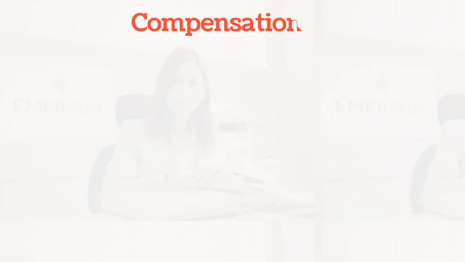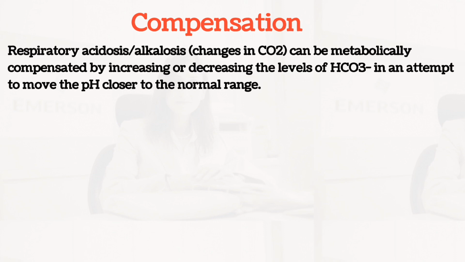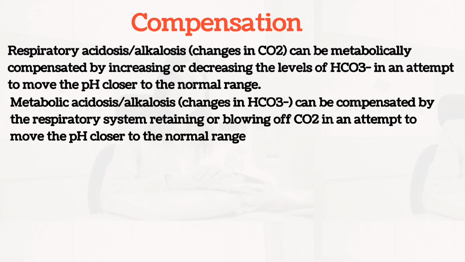Compensation has been touched on already in the above sections. To clarify, we have made it simple below. Respiratory acidosis, alkalosis, changes in CO2, can be metabolically compensated by increasing or decreasing the levels of HCO3 in an attempt to move the pH closer to the normal range. Metabolic acidosis, alkalosis, changes in HCO3, can be compensated by the respiratory system retaining or blowing off CO2 in an attempt to move the pH closer to the normal range.